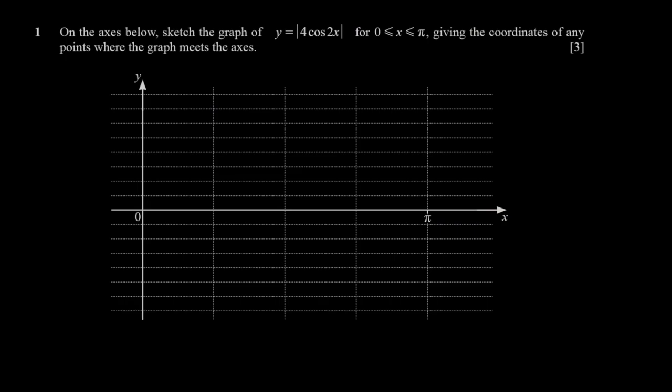Okay, so question 1, here we are to sketch the graph of y equals mod 4 cos 2x between 0 and pi. We've got to give the coordinates where the graph meets the axes. Okay, before we start this, I think it's helpful just to recap how we sketch trigonometric graphs in general.